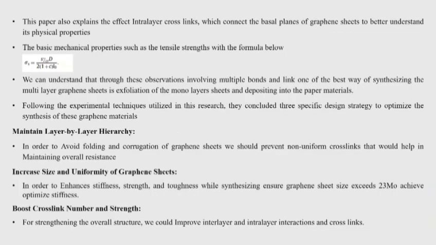So this paper, apart from the interlayer crosslinks that were mentioned earlier, also covers intralayer crosslinks. And with the experimental setup, we were able to bring up a formulation to find the tensile strength and the compressive strength. And with all these experimental results, we were able to find three graphene synthesis methods. So basically, in order to increase the overall resistance, we can maintain the layer by layer hierarchy, and to get the optimum stiffness of a graphene sheet, the graphene sheet should exceed 23 nanometers. And for increasing the overall structure, it's better to improve the interlayer connections.